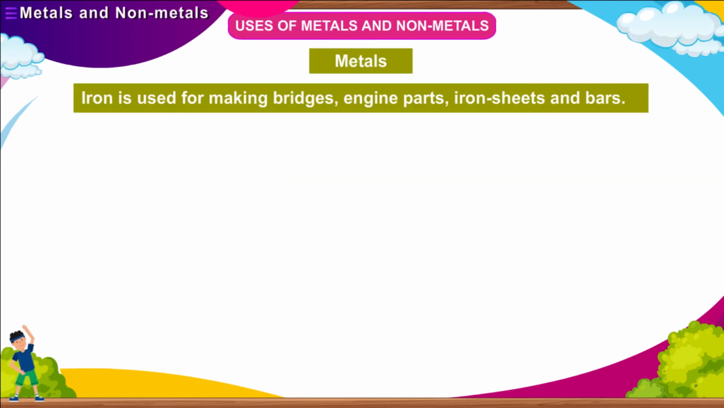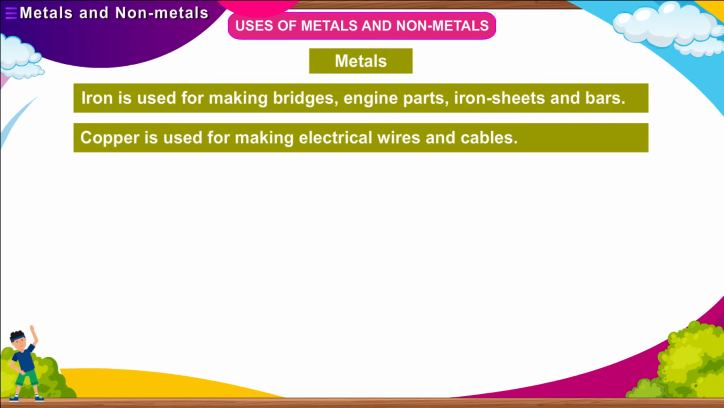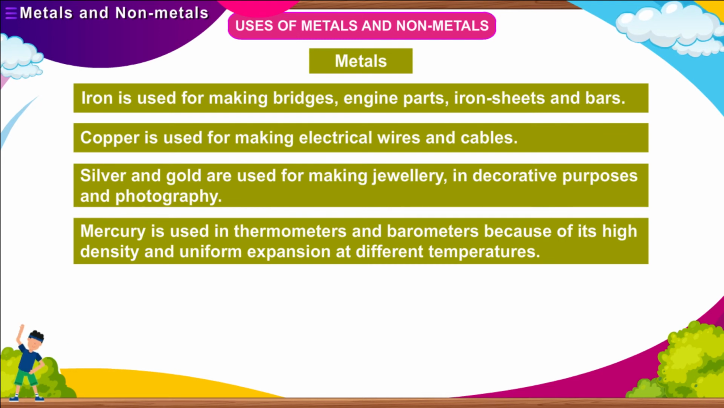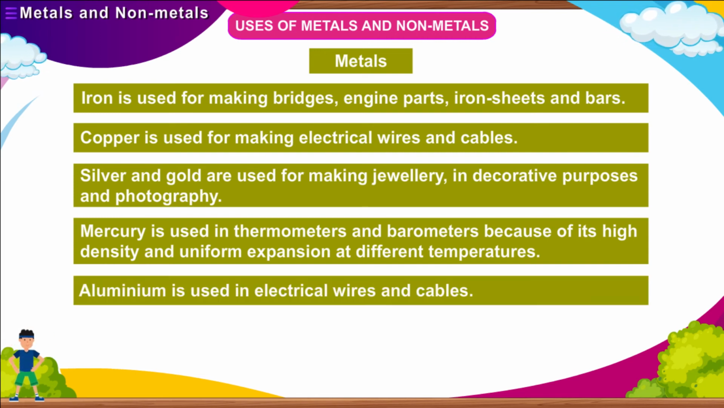Uses of metals and nonmetals. Metals. Iron is used for making bridges, engine parts, iron sheets and bars. Copper is used for making electrical wires and cables. Silver and gold are used for making jewelry, for decorative purposes, and in photography. Mercury is used in thermometers and barometers because of its high density and uniform expansion at different temperatures.